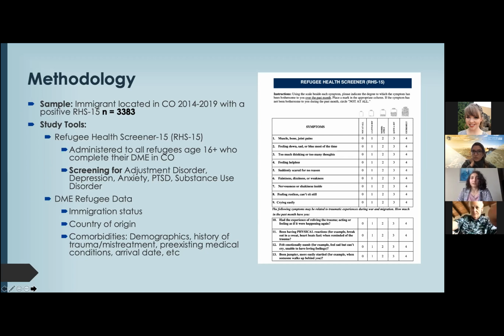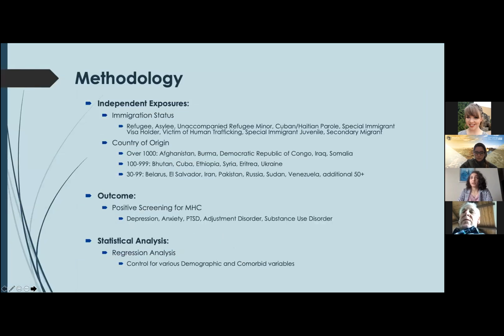We'll also be using the DME refugee data that correlates to immigration status, country of origin, and a number of comorbidities that we want to control for. Part of the methodology is that we're running 2 independent analyses. One is immigration status and MHC screening, and the other is country of origin and MHC screening. This is a breakdown of the different variables in those 2 classifications.